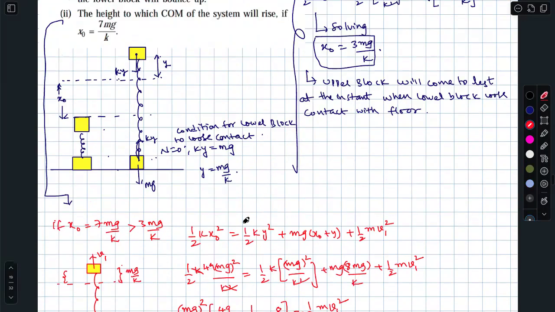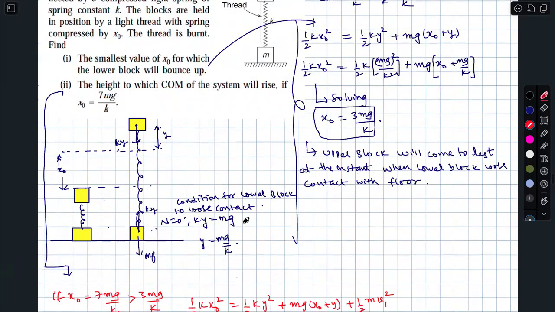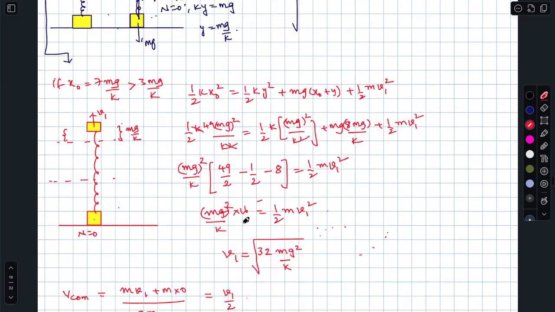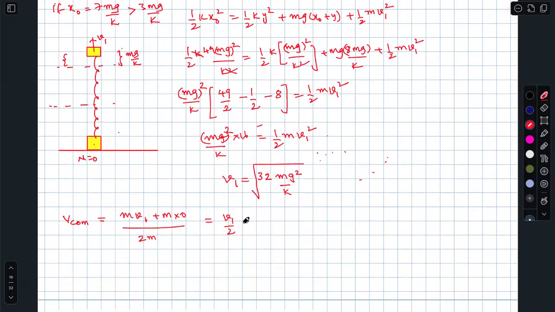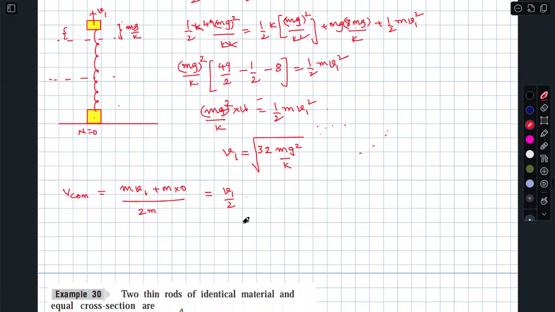What is your question? Don't forget. The height to which the center of mass of the system will rise. Okay. Now, hold on. At this instant, where lies the location of the center of mass?